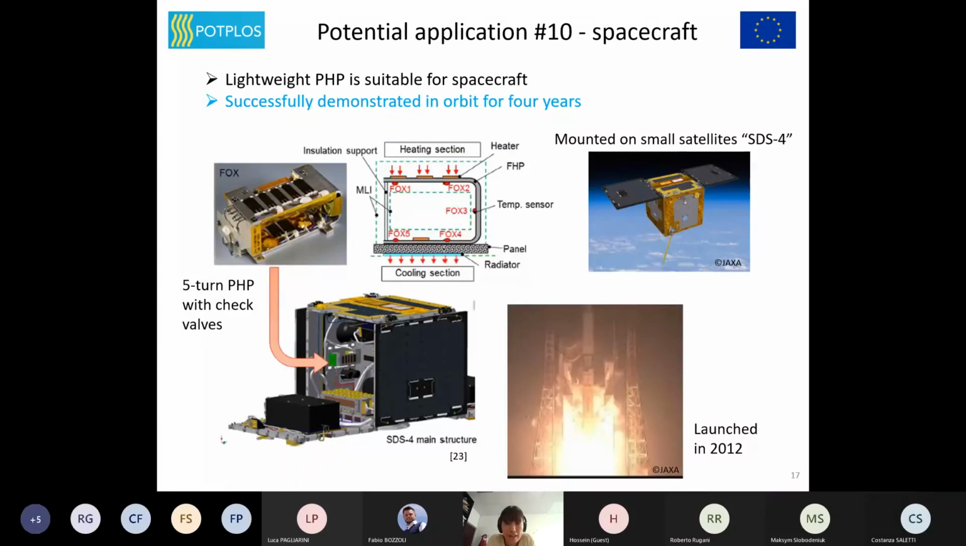The potential application of PHP extends beyond the ground to space. The lightweight PHP is suitable for spacecraft. My colleagues at the Japan Aerospace Exploration Agency successfully operated a PHP on orbit. The PHP had check valves to induce the flow from the condenser to the evaporator without gravity assist. The PHP was mounted on a small satellite and launched in 2012. The PHP operated on orbit for 4 years.